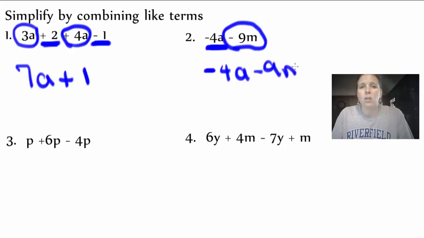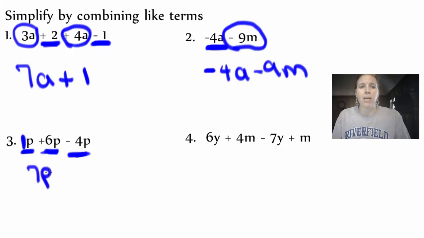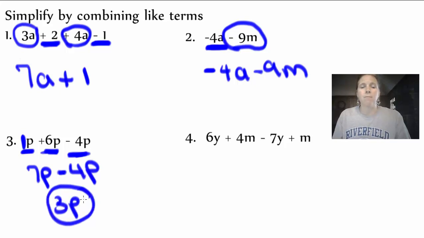There's nothing to do. You can't combine them. You're done with that problem. Moving on to 3. We have p, we have 6p, and we have minus 4p. Okay, so remember there's really a 1 in front of here. So we have positive 1 plus 6, so that's going to give us 7p minus 4p. So your answer is going to be 3p.